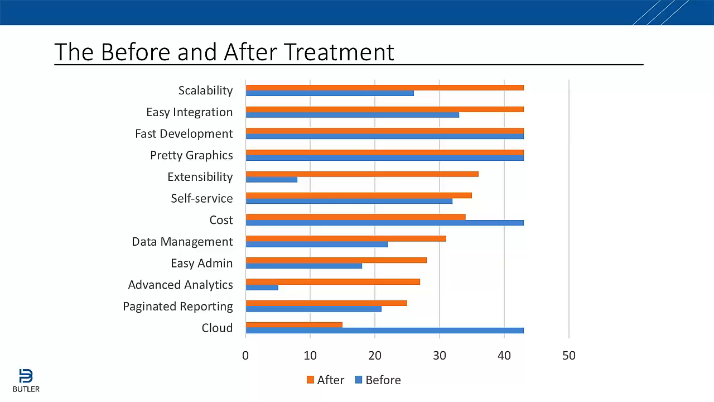And then we go back down to paginated reporting, which is still surprisingly popular. Half the people out there still want to be able to produce paginated reports with logos on them and page numbers and all that kind of thing.